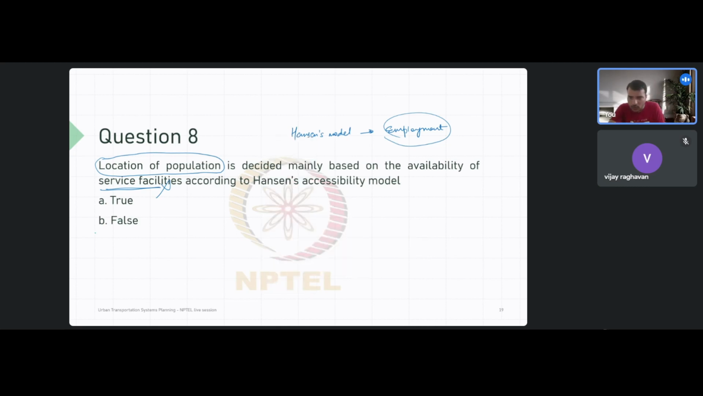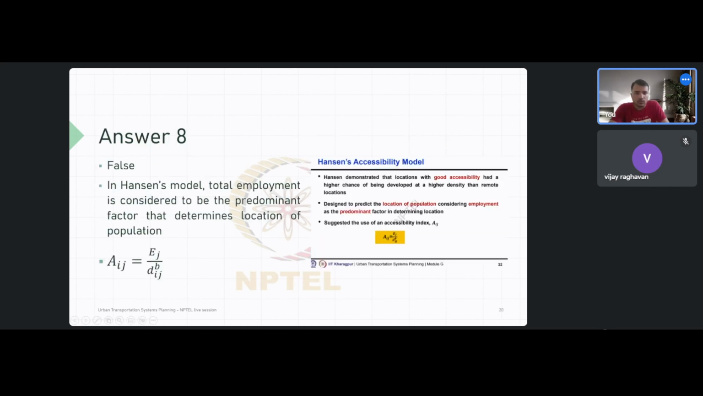This is false. Let's see this somewhere because we use it in another question also. Answer is false. So in Hansen's model, total employment is considered to be the predominant factor that determines the location of population. So how many employment opportunities are there will determine the accessibility and we can get where the population will live. Hansen demonstrated that locations with good accessibility had a higher chance of being developed at a higher density than remote locations.